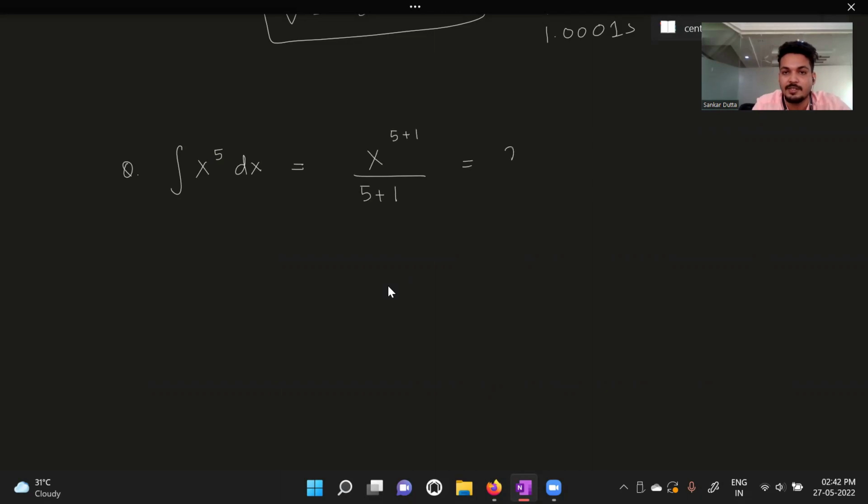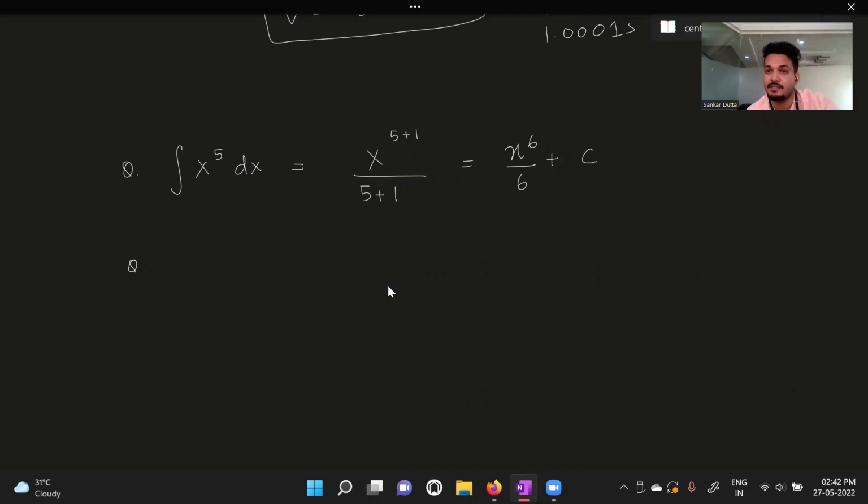So this is x raised to power 6 by 6 plus some random constant. Remember, when you do integration, there will always be a random constant generated. To find out the value of this constant, in the question there will be some additional data given, so you'll have to use that. Don't worry about this c, just write c at the end of any integration.